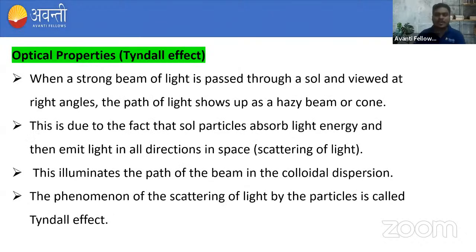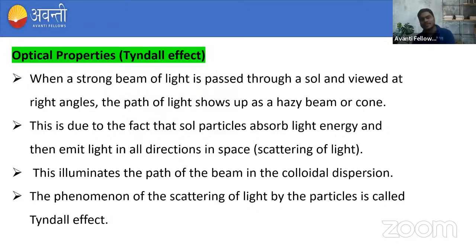Now let's see some optical properties like the Tyndall effect. This is a very common effect of this chapter, surface chemistry, right? So what is this Tyndall effect? When a strong beam of light is passed through a sol, or say a colloidal sol, and viewed at a right angle, the path of the light shows up as a hazy beam or a cone. This is due to the fact that the sol particles absorb light energy and then emit light in all directions in space. Scattering of light, right?